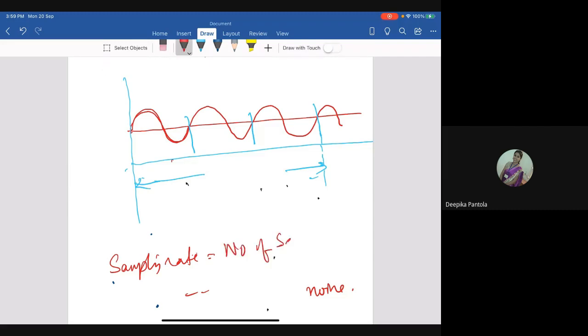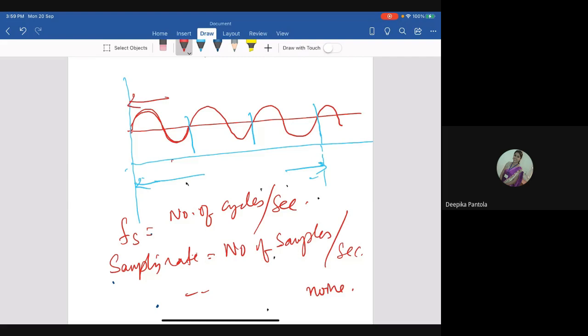Number of samples per second. Sampling rate, that means sampling frequency, Fs. What do you mean by Fs? The number of cycles per second, right? If I ask you, what is the frequency of this signal, what would be your answer? Please tell me.